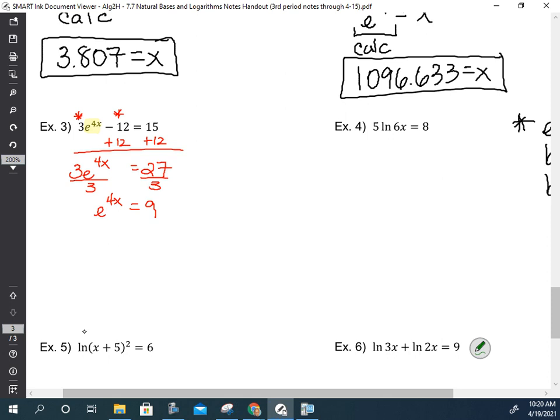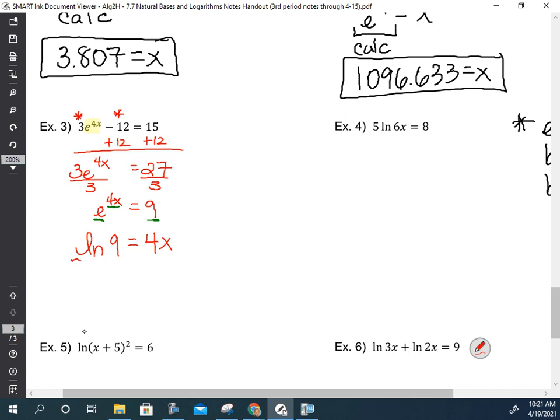Now let's do the rewrites. There's your base, there's your exponent, there's your number. So your rewrite is natural log of 9 equals 4x. There are two ways that you can approach the problem at this point, so I'll show you both ways.